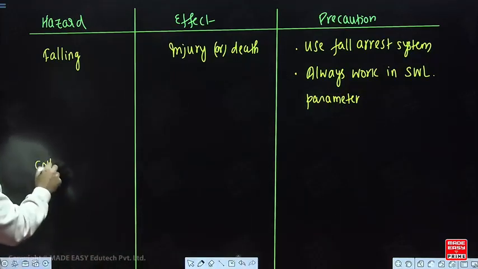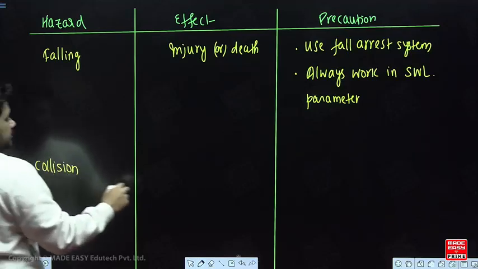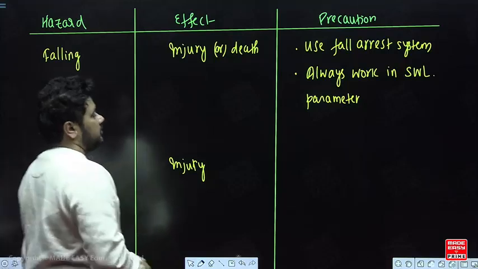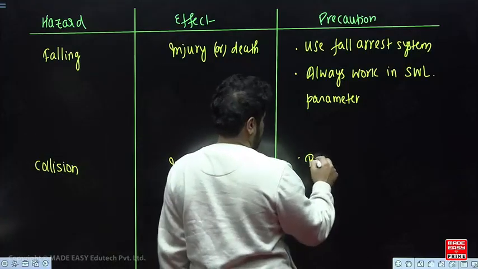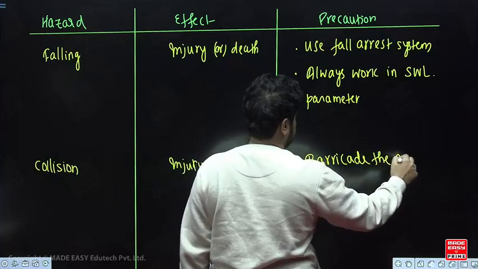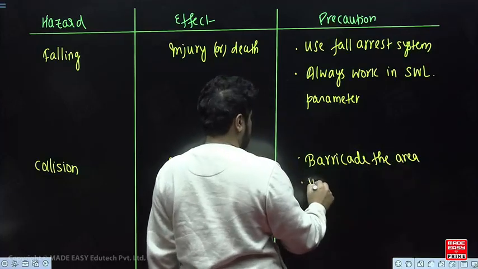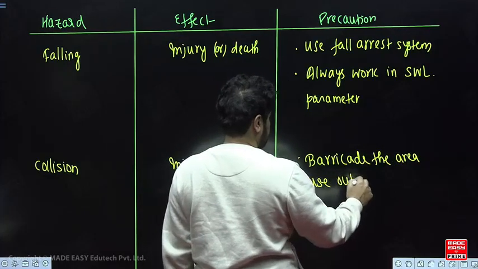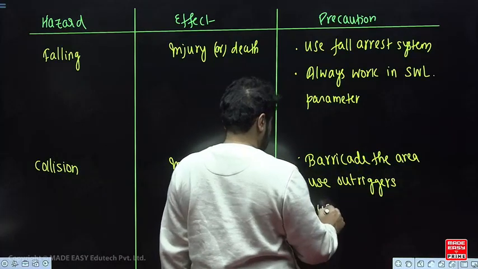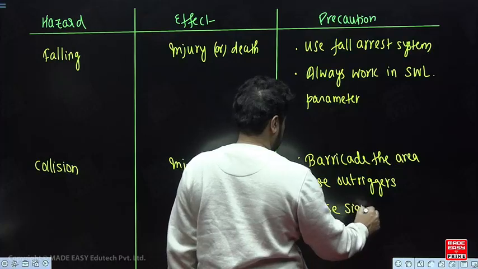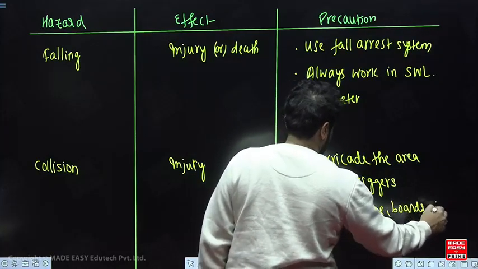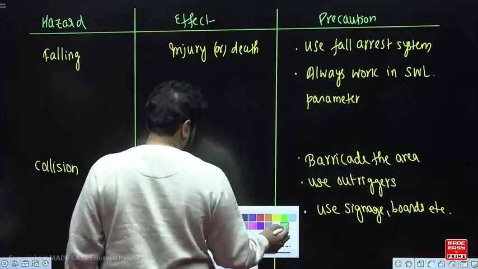Second क्या हो सकता है? Collision. Effect: injury. Precaution: barricade the premises, barricade the area. Use outriggers. Use signage, boards, etc. करेक्ट, ये हो गया.